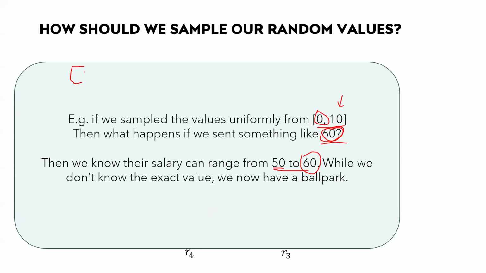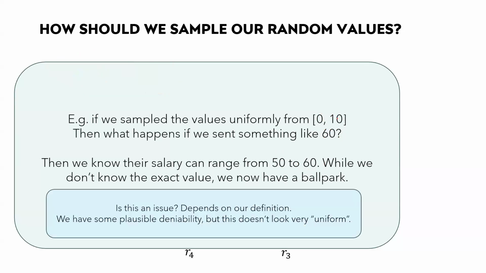This is very different from me saying that it's completely uniform and random from some very massive range, right? This is now uniform and random in a really small range that I'm not very happy with, right? You might think to yourself, oh, we can fix this. We just make this very big. Turns out that that's not really the case. You can think about why, right? So just to bring it back to the previous point, is this an issue? It depends, right? We do have some plausible deniability, but this doesn't look very uniform, right?